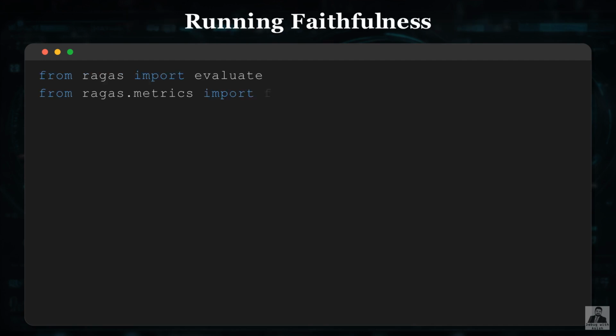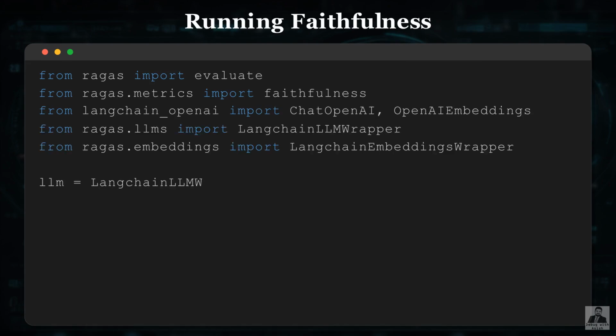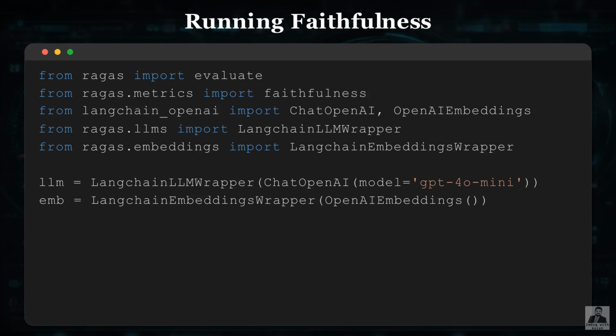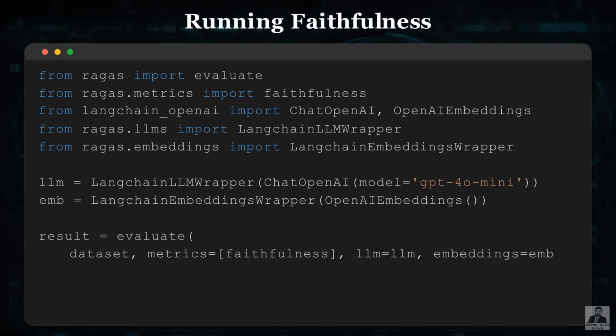Running faithfulness takes around 10 lines. We wrap our language model and embedding model in RAGAS-compatible wrappers. Then, call evaluate passing the dataset, the metric, and both models. RAGAS uses the language model internally to check whether each statement in the answer is supported by the retrieved context. A score of 0.91 means 91% of answer claims are grounded in the context. Below 0.7 is a serious hallucination problem.